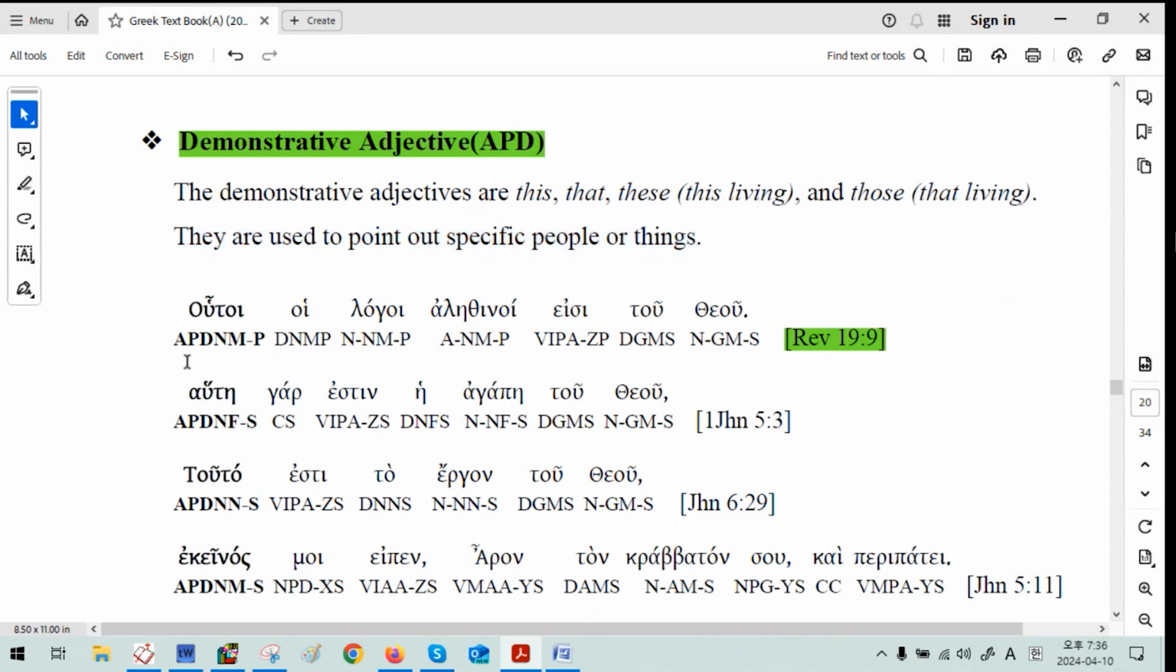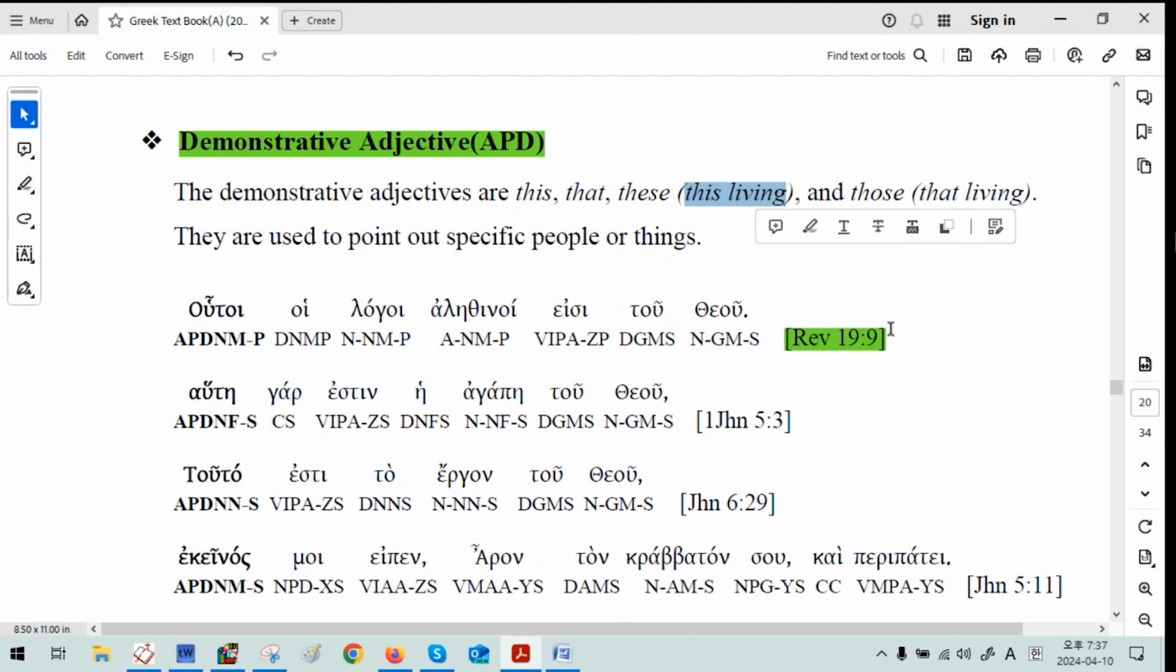The first word, as you look at here, houtoi. And then underneath, as you see the parsing code here, right? So you see the APD, which stands for the demonstrative adjective. And then next one, N is the nominative, which can become the subject or complement in the sentence. And then houtoi is the masculine plural. So that's why I'm not translating this plural as these. I'm translating houtoi as this living.